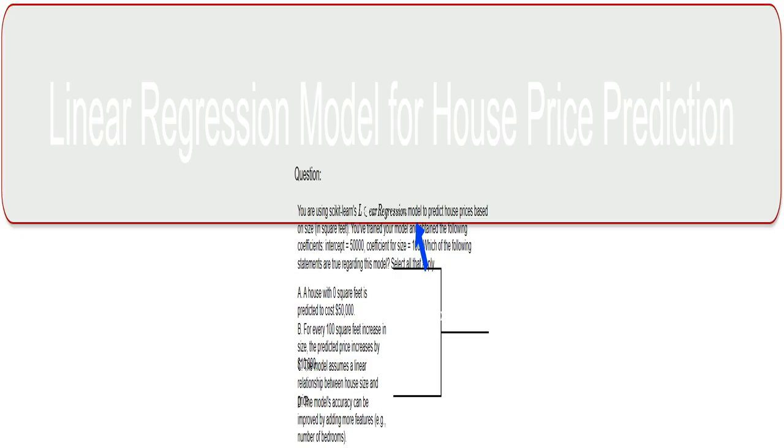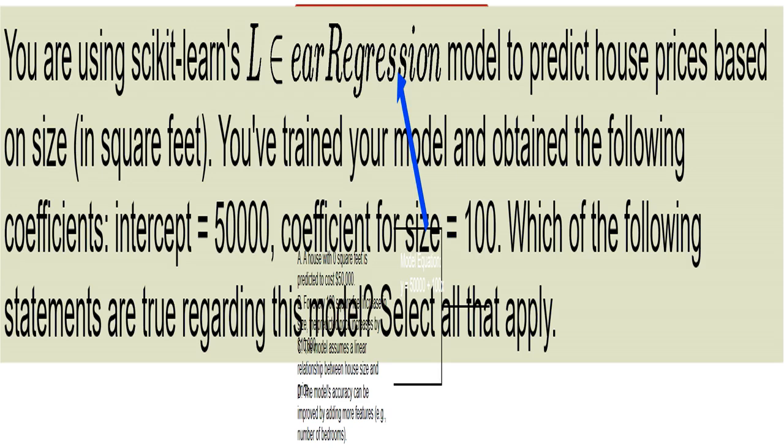This is the core of our problem. We're analyzing a house pricing model and checking our understanding of how it works. Scikit-learn is a popular Python library for machine learning. Here, we're using its linear regression tool to create a model predicting house prices based simply on size. The model has found an intercept of 50,000 and a coefficient of 100 for the size. The question is testing whether you understand what those numbers mean.